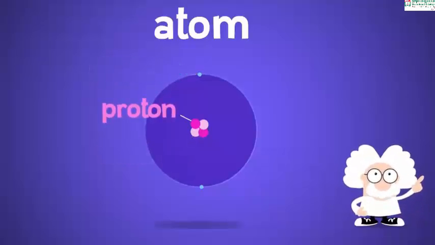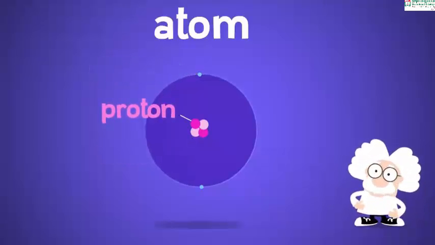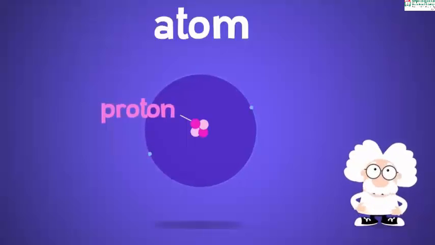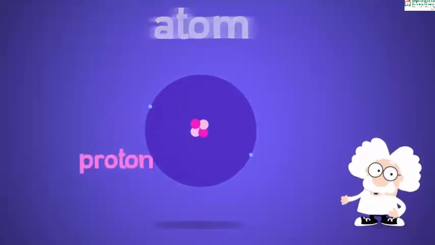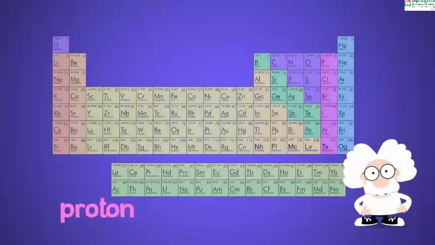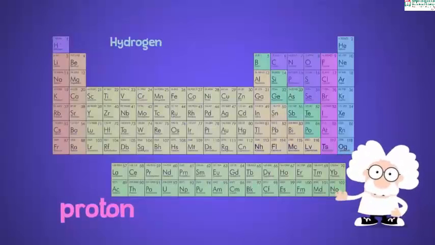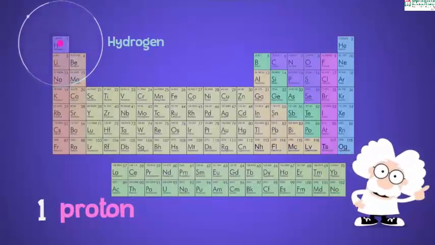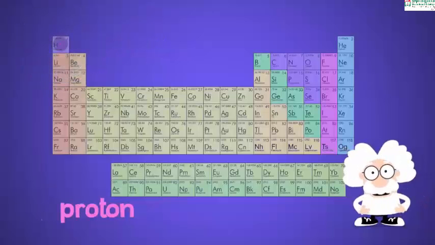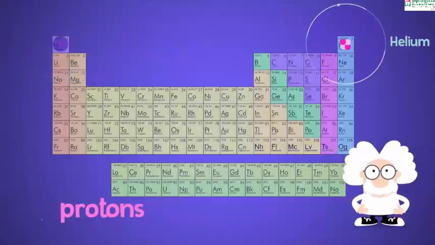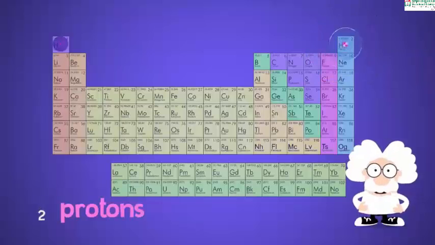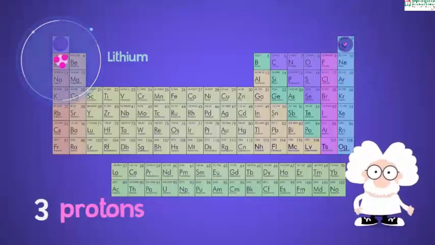For example, it's the number of protons inside an atom that makes each element different. If we look at the periodic table, the first element, hydrogen, has one proton. The second element, helium, has two protons. And the third element, lithium, has three protons.